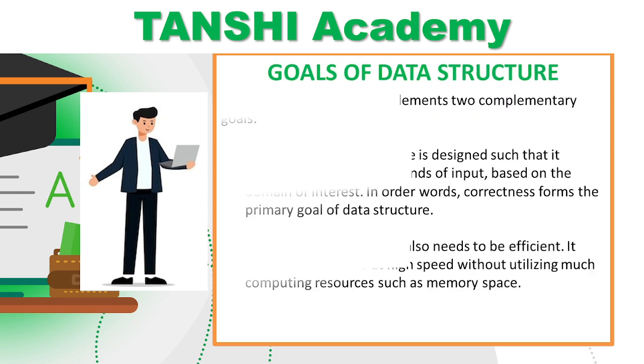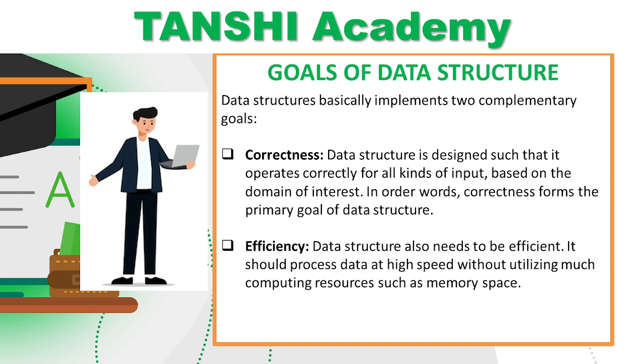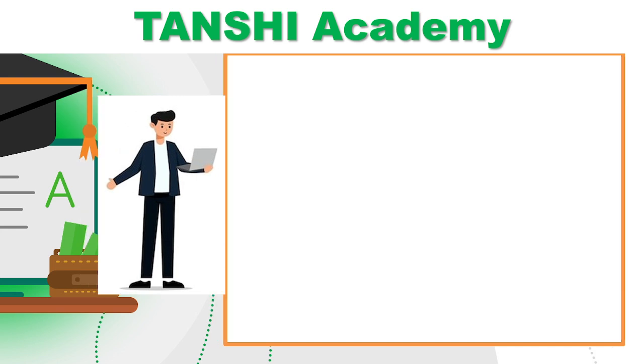Now, goals of data structure. What are the primary goals of data structure? So data structures basically implement two complementary goals. The first goal is correctness and the second is efficiency. Now, for correctness, data structure is designed such that it operates correctly for all kinds of input based on the domain of interest. In other words, correctness forms the primary goal of data structure. Now, efficiency, which is also important for the performance of a program, data structure also needs to be efficient. It should process data at high speed without utilizing much computing resources, such as memory space. So these are the primary goals of data structures.